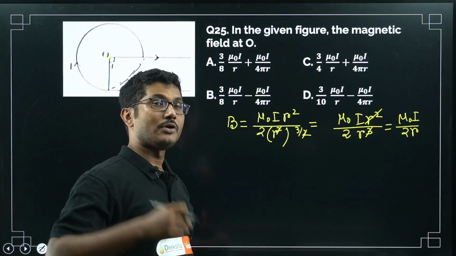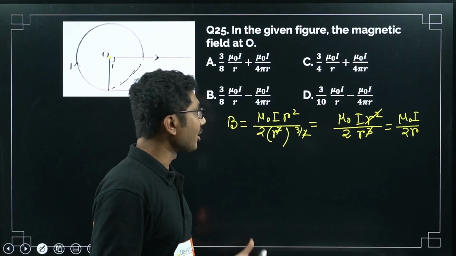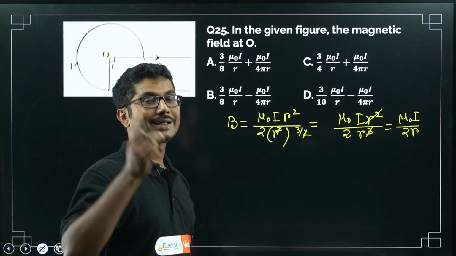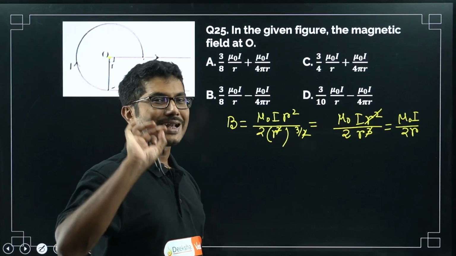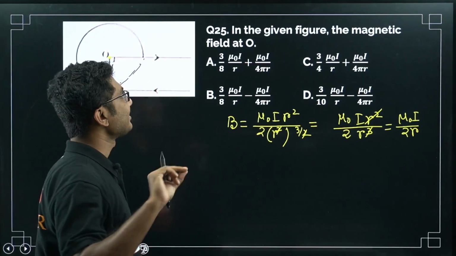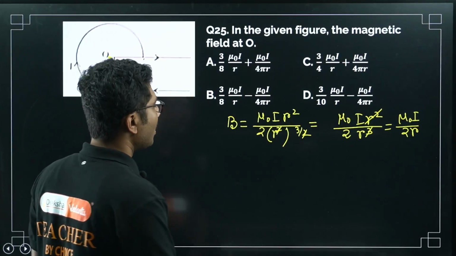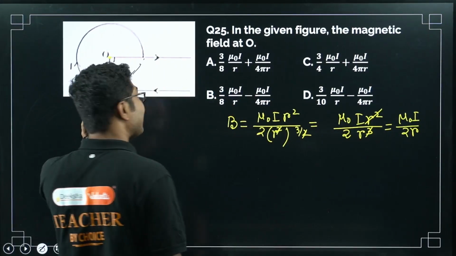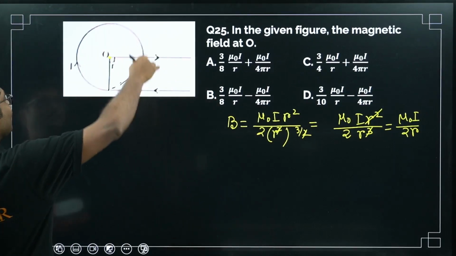For example, if you are preparing for NEET, you have no other option but to remember all the formulas, because in NEET every 1 second counts. For KCET you can have slightly extra time, enough time is given to you, so you can take a slightly relaxed approach. Okay, so this is mu naught i by 2r. Now that is for the entire circle.